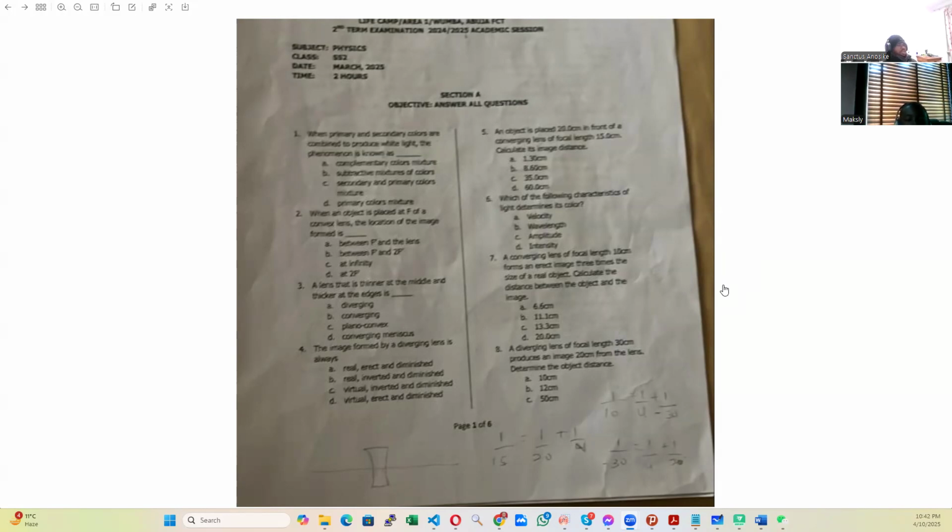A lens that is thinner at the middle and thicker at the edges is known as dash. Question number 3. What is the answer? Is it converging lens? Divergence, sorry. Diverging lens.